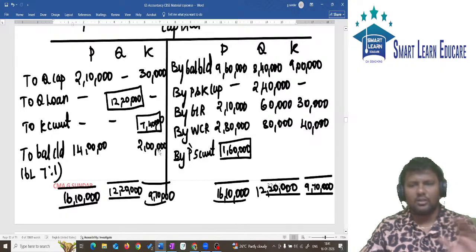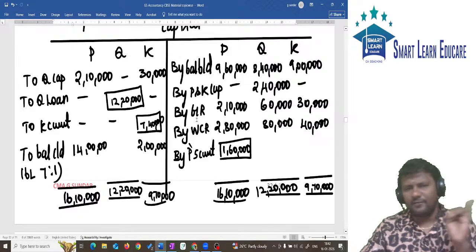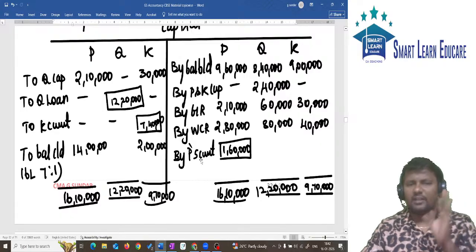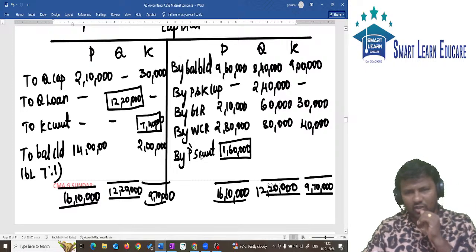Having most of the adjustments. Goodwill adjustment we have. General reserve we have. Workmen compensation reserve we have. Revaluation we have, but revaluation profit or loss is not there. And the capital proportionate adjustment is also there.